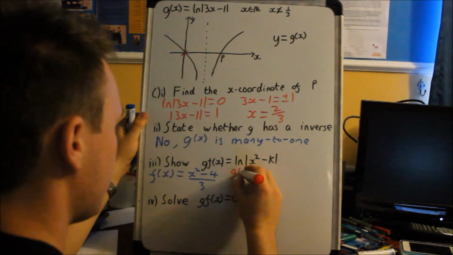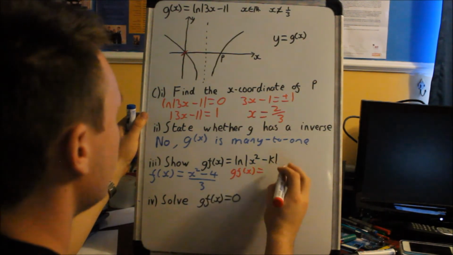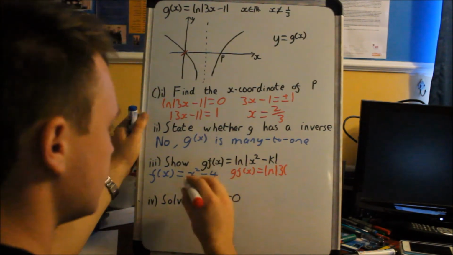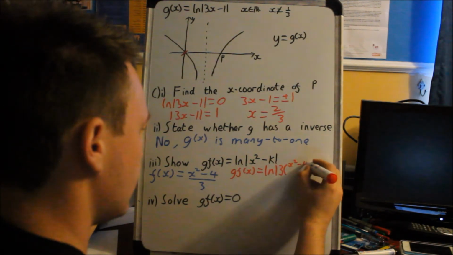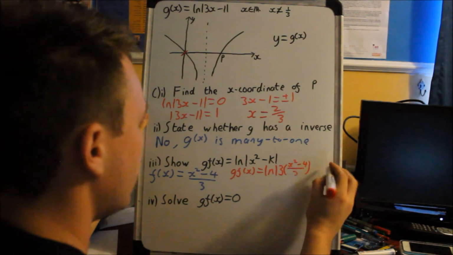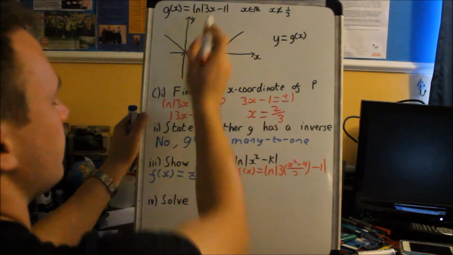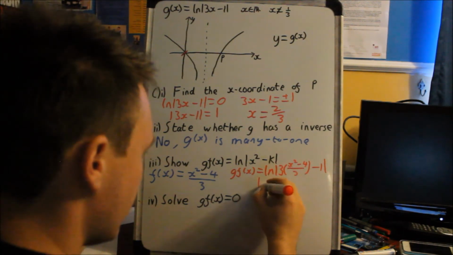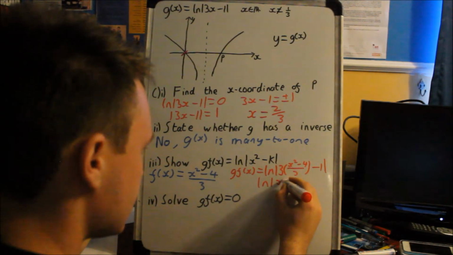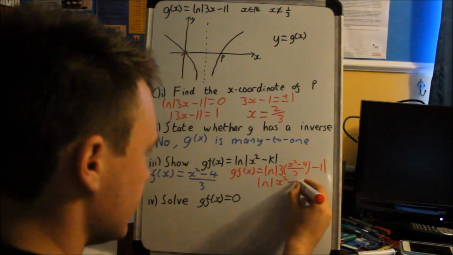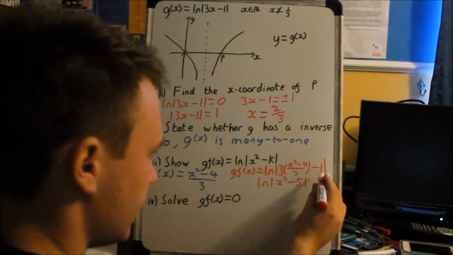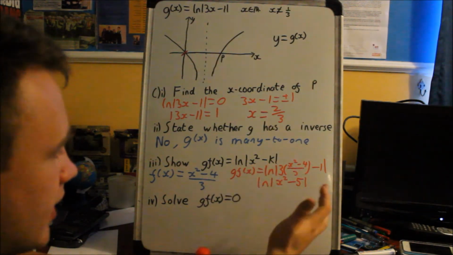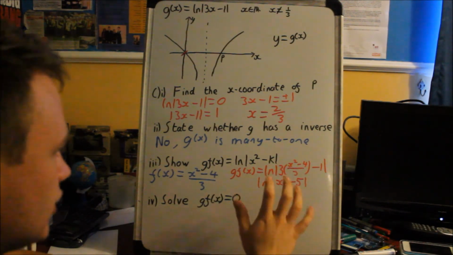So gf of x equals the natural log of modulus of 3 lots of, and then our x is our f of x, which is x squared minus 4 over 3. Then you have this minus 1, because that's there. Now if you times this by 3, it cancels with the 3 on the bottom, so we have the natural log of modulus x squared, minus 4 minus 1, which is minus 5. That is in the form we want. So k is minus 5. You might want to state that, but it's not necessary as long as you put it into that form.